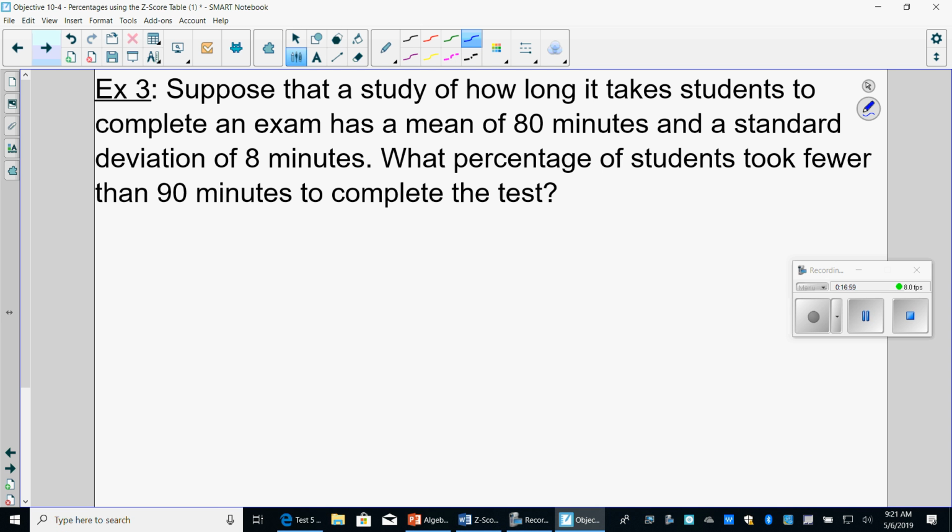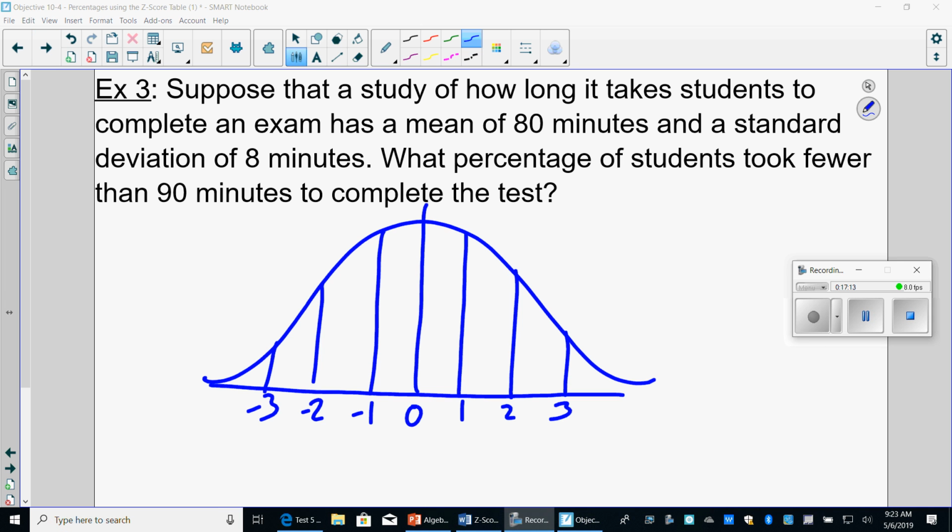Suppose that a study of how long it takes students to complete an exam has a mean of 80 and a standard deviation of 8. So here's my question. Can you draw a bell curve? Go for it. Okay, so this would be 80. And each deviation is 8, so I would be at 88, then 96, then 104, then I would be at 72, 64, and 56. And we're going to mark 90, because that's what I'm talking about.